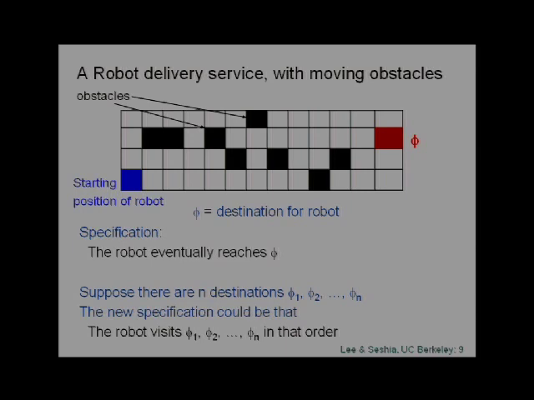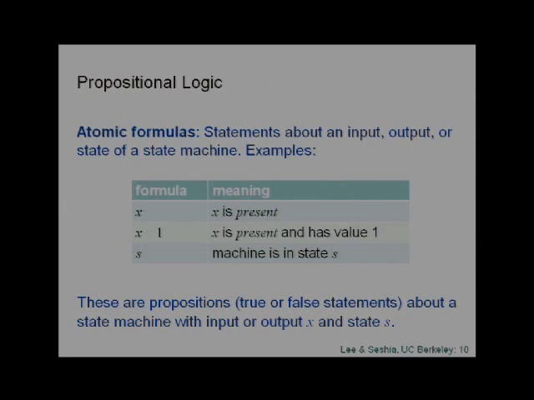So in propositional logic, you have what are called Boolean propositions, atomic formulas, which are Boolean statements about inputs, outputs, and states of a state machine. For example, if you have an input signal x, and x is a pure signal, then if I simply write down x, what I mean is the Boolean statement x is present. If this formula is true, it means x is present, and if this formula is false, it means that x is not present. So this is an atomic proposition for a pure signal.